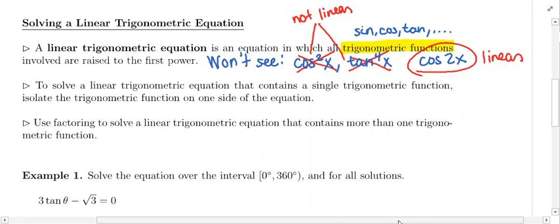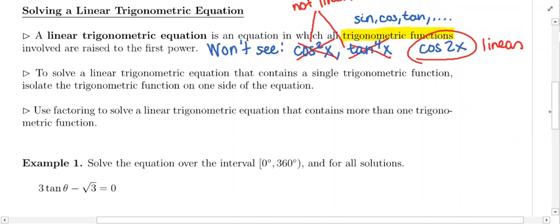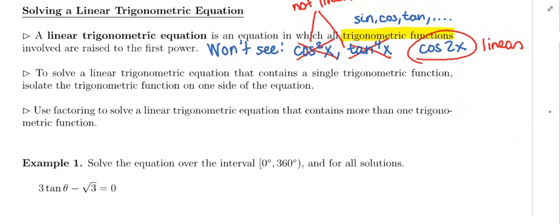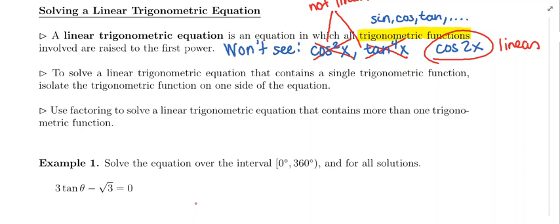How do we solve a linear trigonometric equation? Well, there's a couple of ways. You could have a linear trigonometric equation that contains a single trigonometric function, meaning your equation only has cosines, for example. Or you could have one with more than one type of trig function. The method you use depends on whether all of your trig functions are the same or if there's more than one type.